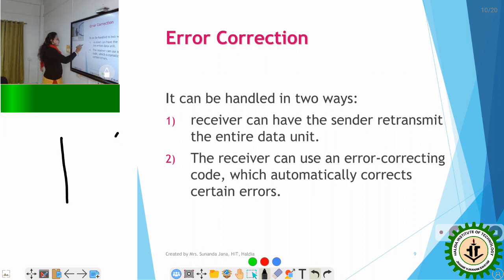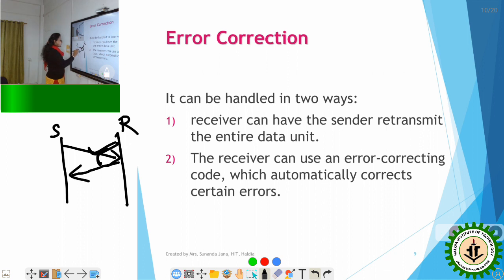Suppose a sender already sent the data to the receiver. Suppose this is the sender device and this is the receiver device. And suppose in between, the first data bit it has successfully received, and for that the receiver also sends an acknowledgement. This is my data frame, and for that the receiver has already sent an acknowledgement to the sender. Now again another data the sender is sending in between, because of transmission media problem, data has been lost, or some data has also got corrupted.